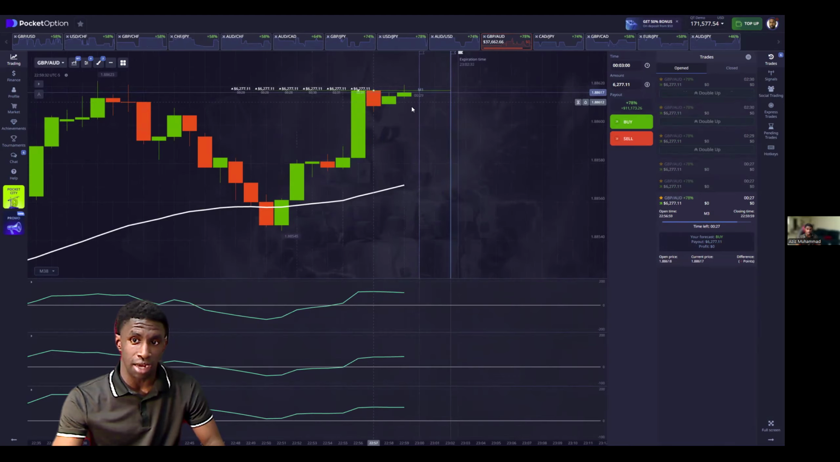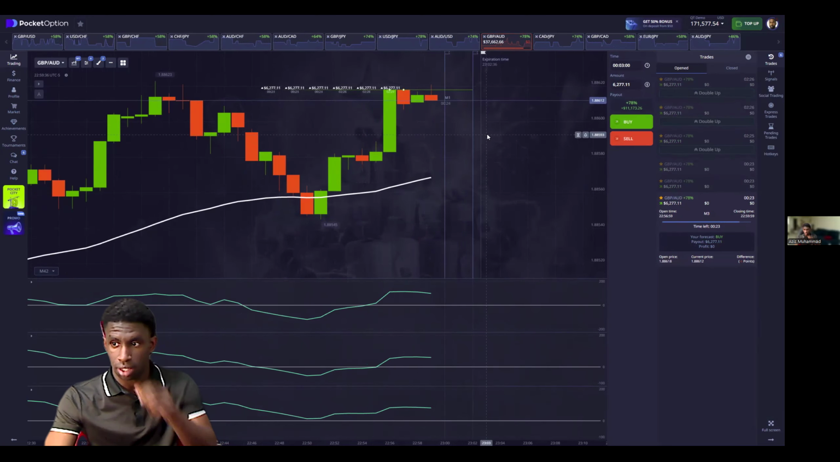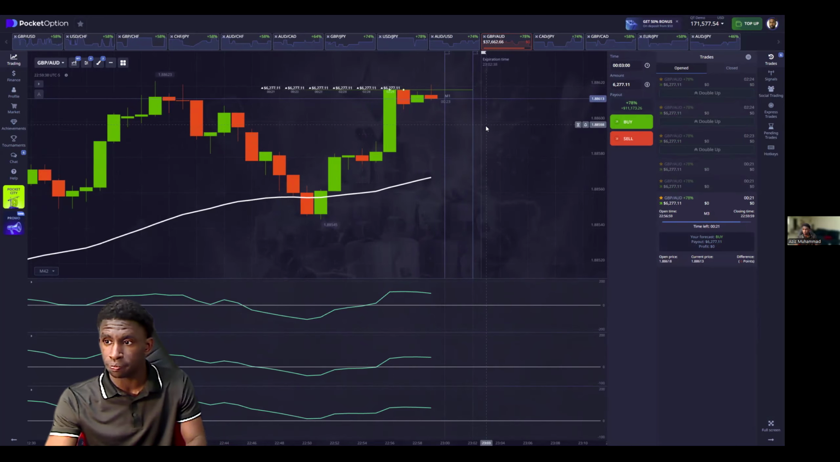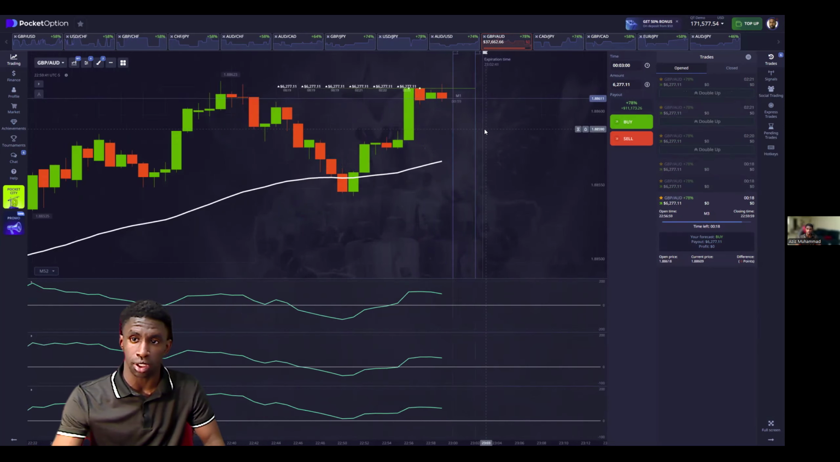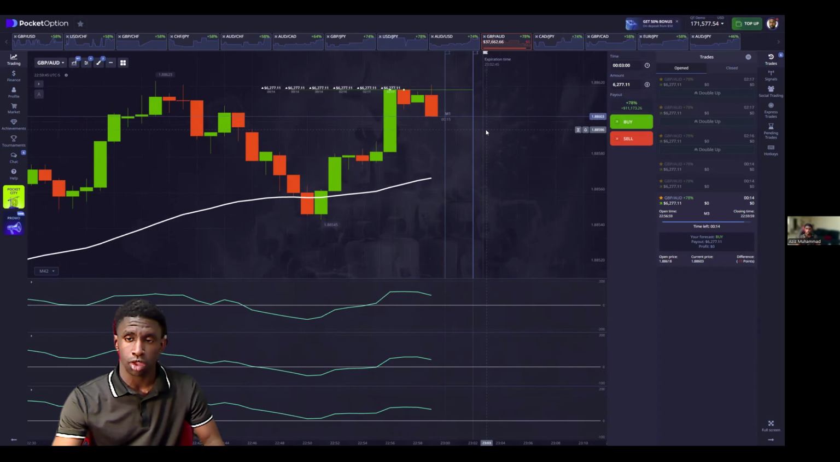And I say area. I don't know what y'all do, but resistance and support to me are areas, not a single line. Or we may lose the 3 minute one here. I don't know yet. The way it's pushing, we just might. Then again, these candles can flip at the drop of a hat.